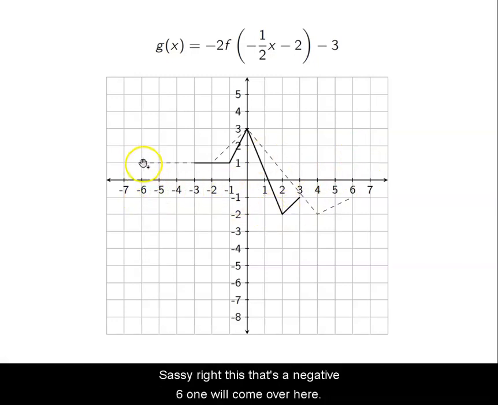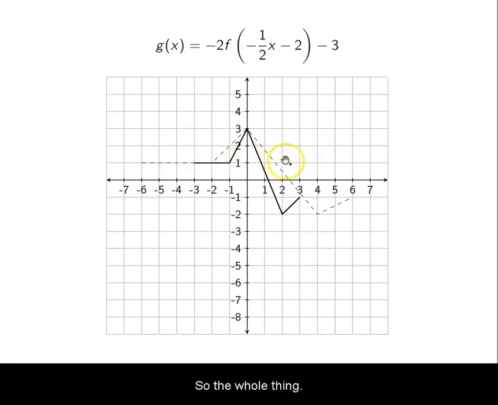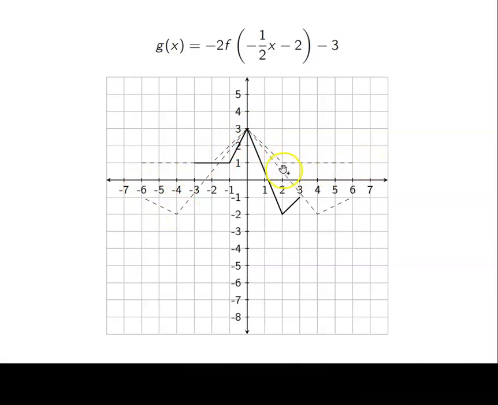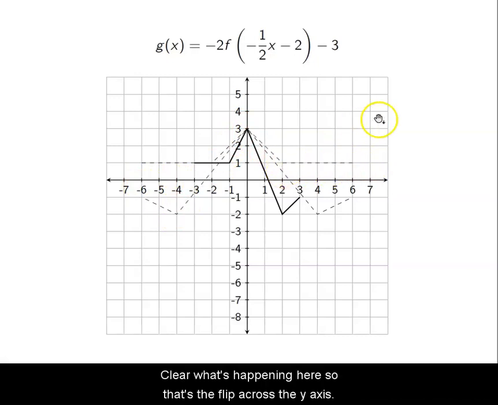This that's at -6, 1 will come over here. So the whole thing will flip around. Okay, this moves over here, this moved over there, etc. So now we're looking at this thing. Okay, so that's the difference. Right, so that's clear what's happening here. So that's the flip across the y-axis.